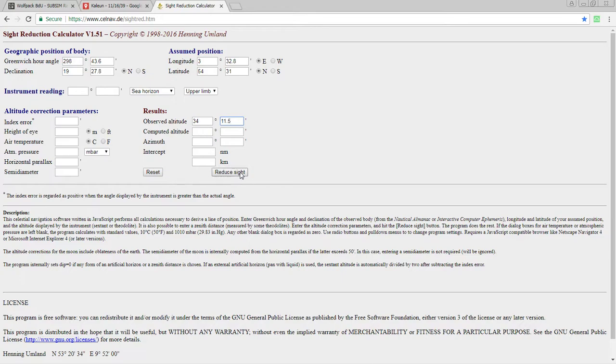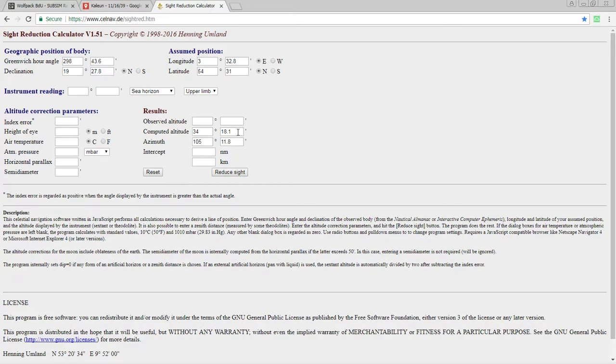Okay, now we reduce the sight. That means give us our computed altitude and our azimuth, and we're going to write those down. So we reduce the sight, boom, like that. Then I'm going to take my handy dandy pencil and jot down 34 degrees and 18.1 minutes. That's the computed altitude, HC. The azimuth is 105 degrees. You can just round it down to the nearest degree.